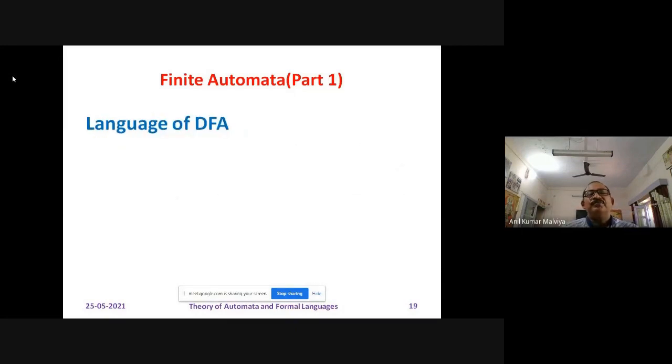So here we have seen we can represent a finite automata in three ways. Can anyone tell what are the ways to represent a finite automata? Anyone?